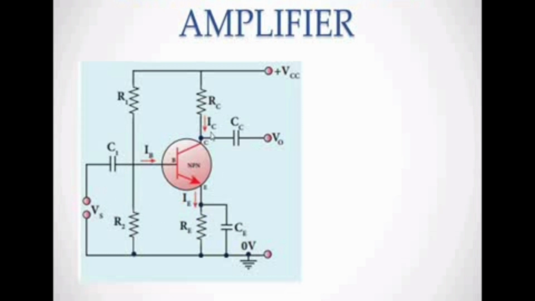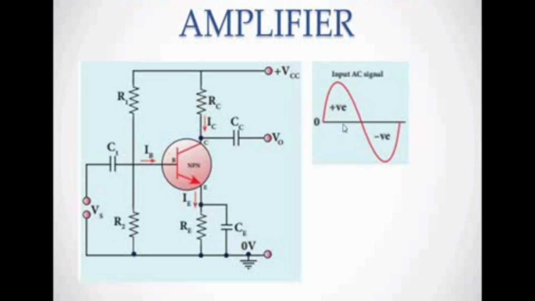Then through the resistance RC, the collector current flows through the CC capacitor. The CC capacitor is the collector capacitor. Here again you connect a capacitor, because the capacitor only allows alternating current. The amplifier circuit is then connected to another circuit. That's why the capacitor is connected at the output. So V0 is the output.